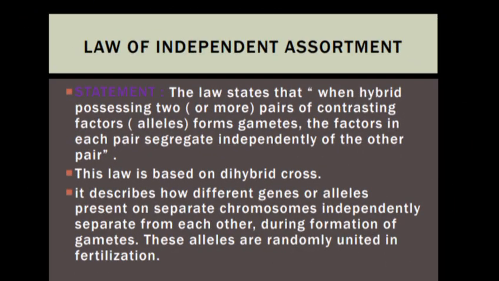The third law is law of independent assortment. The statement is when hybrid possessing two or more pairs of contrasting factors or alleles forms gametes, the factors in each pair segregate independently of the other pair. This law is based on dihybrid cross. It describes how different alleles present on separate chromosomes independently separate from each other during formation of gametes. These alleles are randomly united in fertilization. Now let's take a look at this with the help of an example.